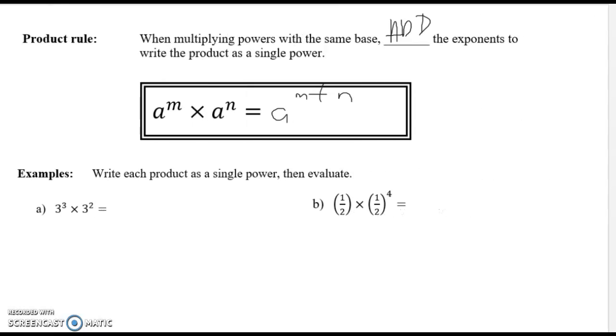Okay, so we're going to do some examples. It says write each product as a single power, then evaluate. In this case, we have our base of 3 and our exponents. It's going to be 3 plus 2. The base stays 3, and 3 plus 2 gives us 5. And then in your calculators, you will get 243.